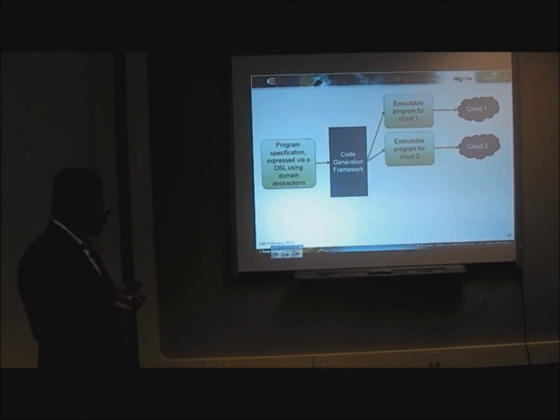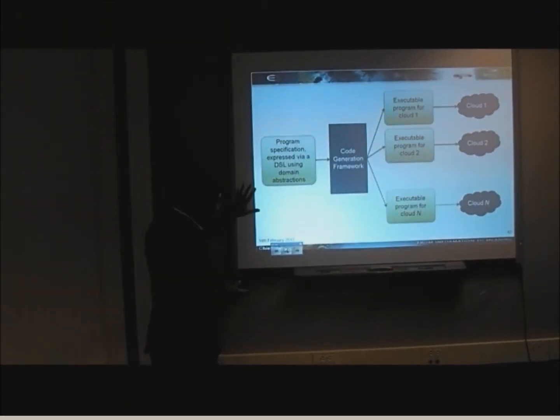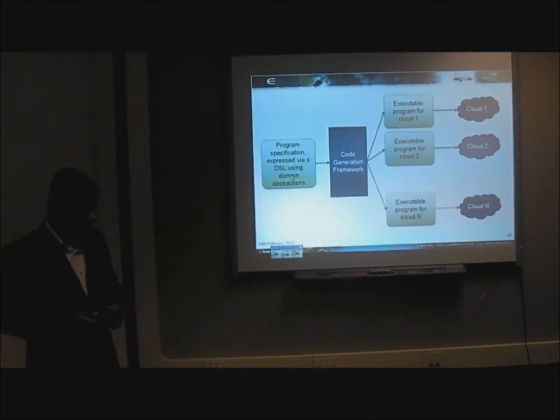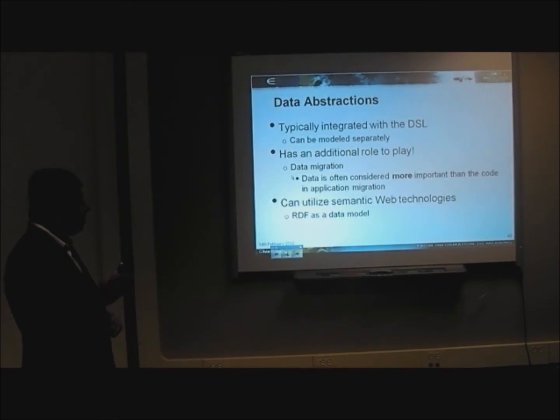They are different, they're native programs that work on clouds 1 and 2. Say you come up with cloud N at some later time. Basically what you do is you modify the code generator. Notice now that this didn't change, none of these change. So as a user, you are only doing your program specification once. Again, these executable programs are functionally equivalent. That's why I have covered them with a dotted line.